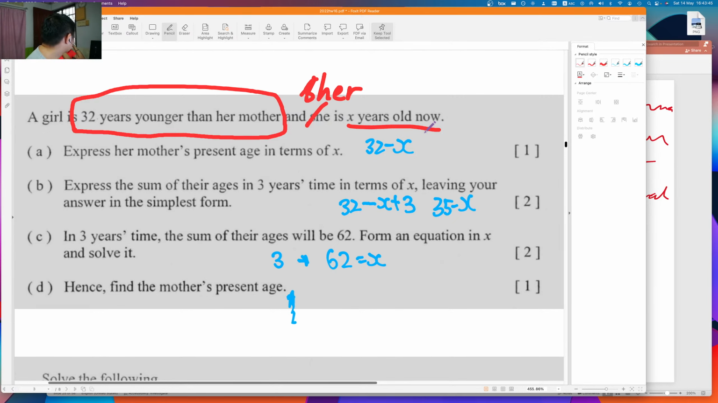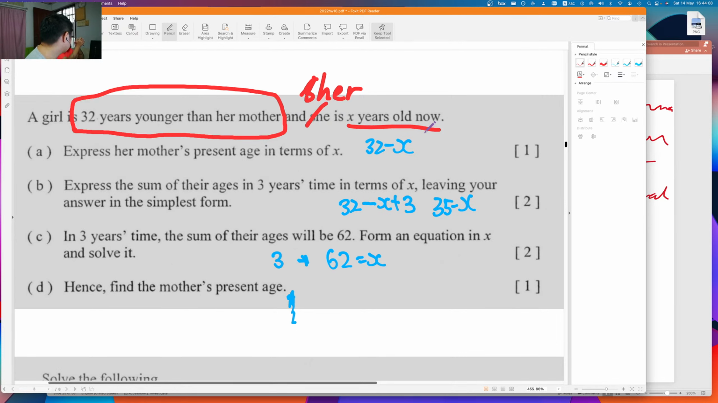Younger means minus. Am I right? Younger means minus. Older means plus. How do you decide? It depends.